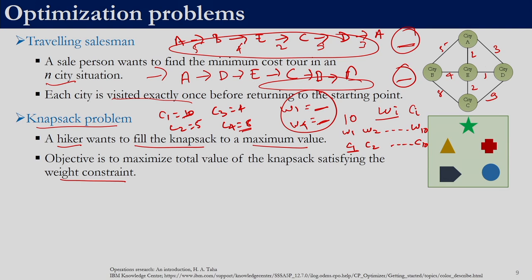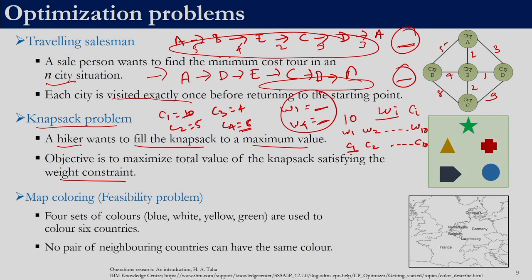Both traveling salesman and knapsack problem are optimization problems. There is something called a feasibility problem. In a feasibility problem, we don't have an objective that has to be minimized or maximized, right? But we have a set of constraints that need to be satisfied. So map coloring is one such classical problem.